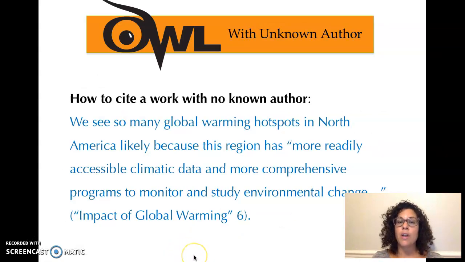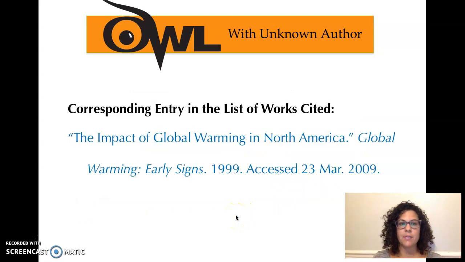Okay, no known author, which happens quite a bit. So if you have no author, then you always want to use the title name in quotation marks. So here we see so many global warming hotspots because the region has more readily accessible climate data. Notice that this is fluid with the writer's own words here. And when it is fluid like that, it doesn't necessarily need a comma, so that's something you might want to think about. Also notice that the period is always outside the parenthetical citation. Students oftentimes think it has to go inside, but it is actually at the outside.